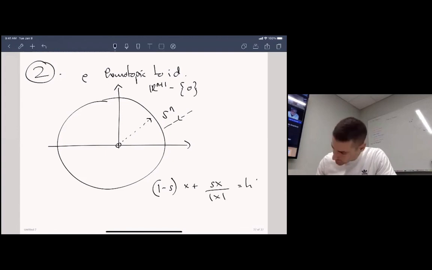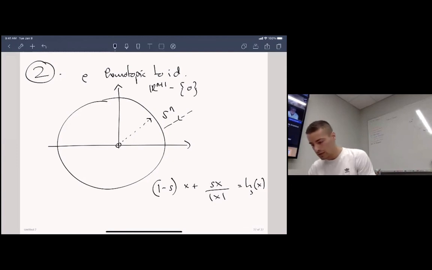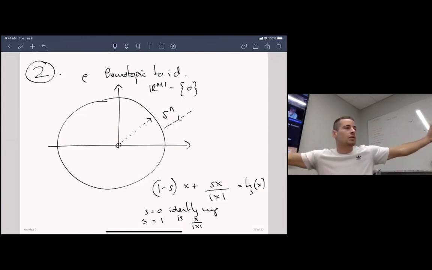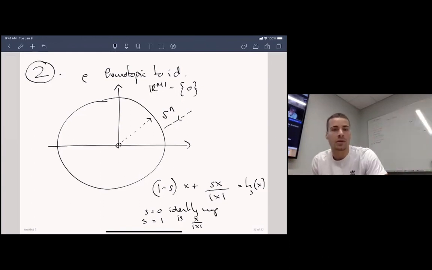This is H of x, s, continuous in s. s equals 0 is the identity map, and s equals 1 is x over the norm of x, which will just map it to the sphere, S^n, the n-sphere. The point here is you should think of flowing onto the sphere from the outer part of the sphere and from the inner part of the sphere. But then you'll say, what happens to the origin? Well, I've excised the origin.